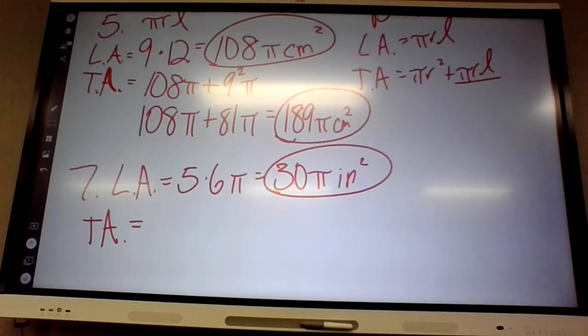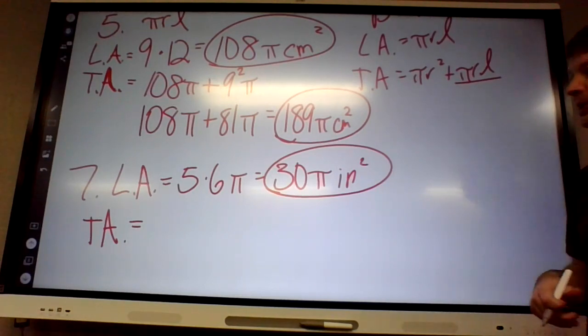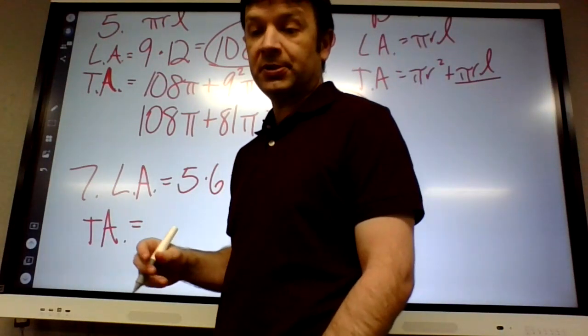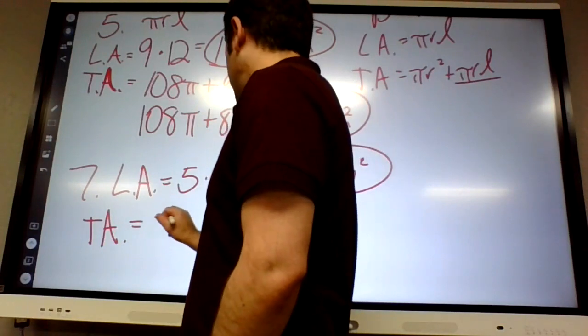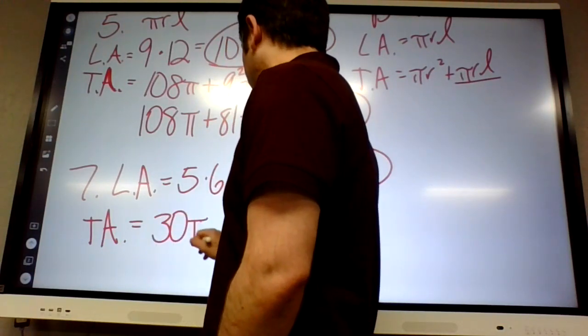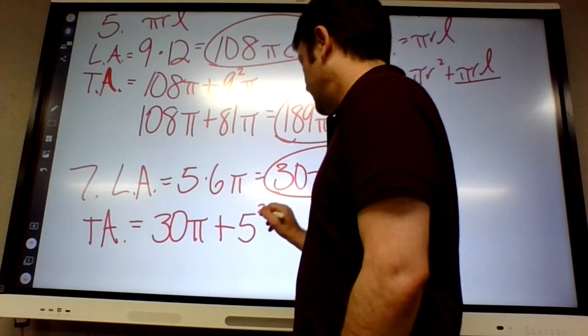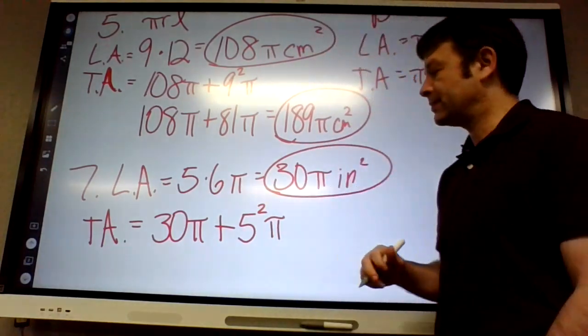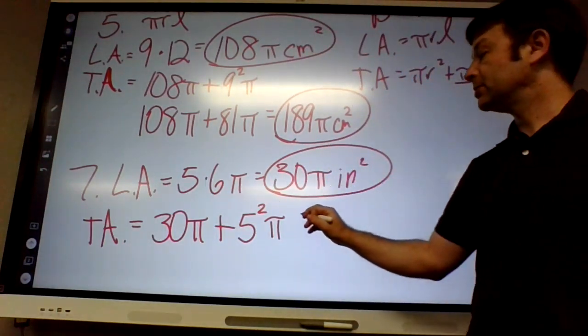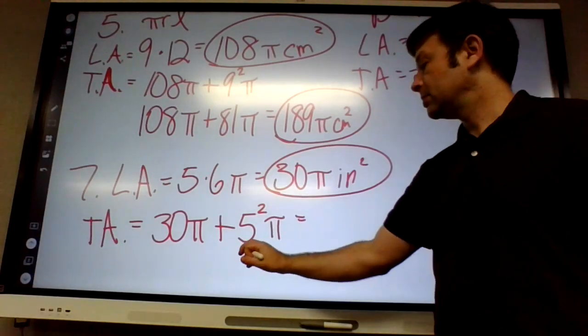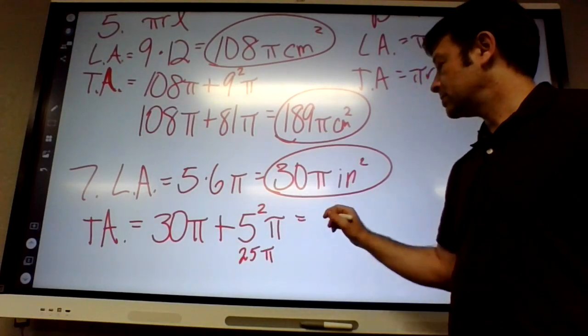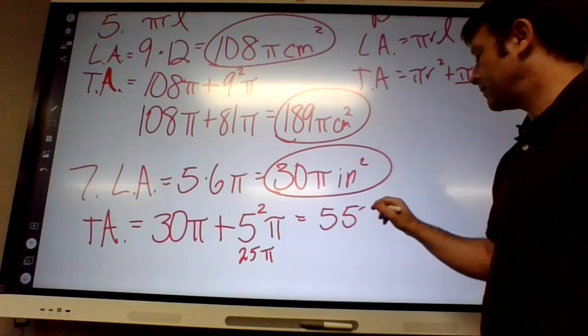What am I missing to find the total area? The circular base, pi r squared. And the R, the radius, was 5. So I'm going to take my answer from the lateral area plus 5 squared times pi, pi r squared. So it's 55 pi.